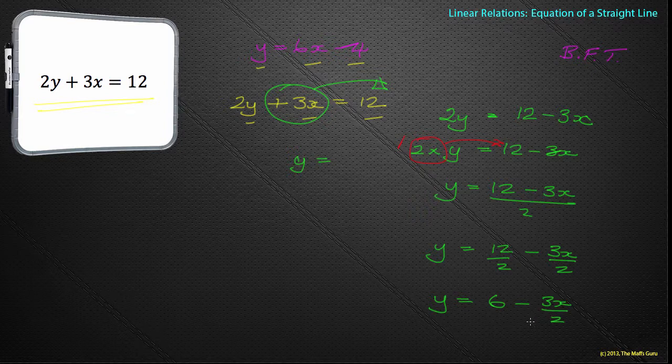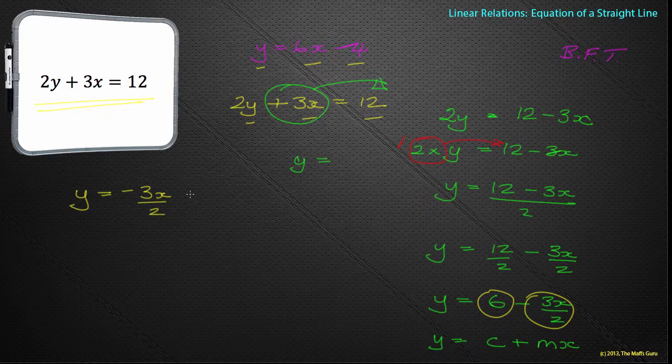Ooh, we're getting incredibly close, but not quite. We want this in the form of y equals mx plus c. At the moment, this seems to be written in y equals c plus mx, and we'll worry about that minus sign in a moment. All we need to do is change the order and move this and this around. Remember that minus sign belongs to the 3, so I can rewrite that as y equals minus 3x over 2 plus 6, and yay, we get y equals mx plus c.